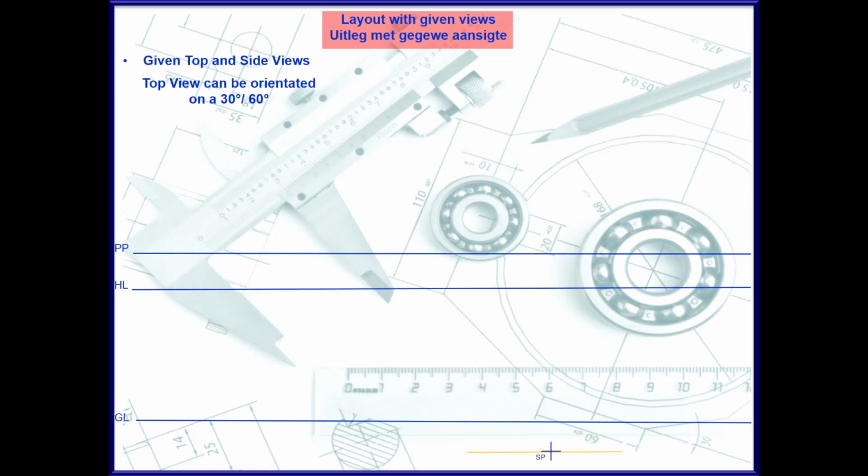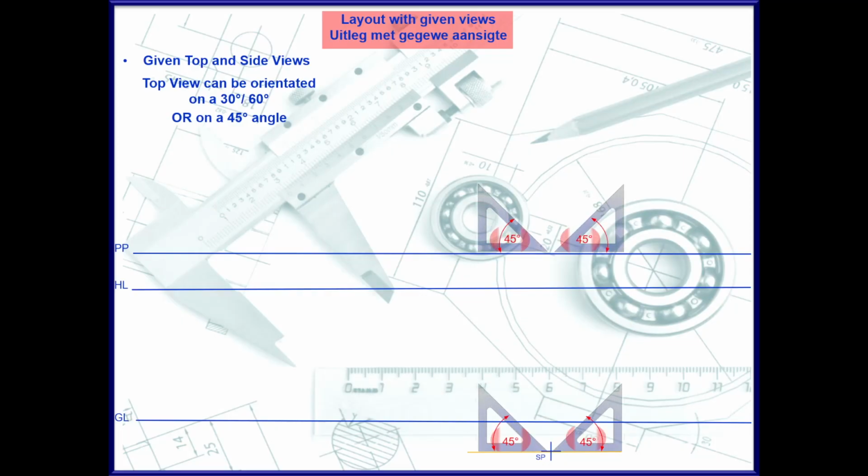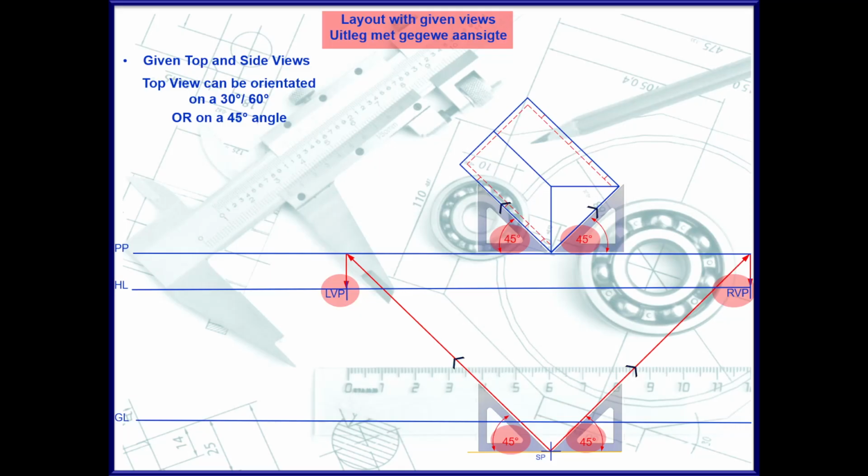It can also be orientated on a 45 degree angle, so I will take my 45 degree set squares and on a 45 degree angle project back towards my picture plane from my station point and 90 degrees down towards the horizon line to give me my left hand and my right hand vanishing points. That will mean that my top view will be orientated on a 45 degree angle and that the sides of my top view will always be parallel to the sides that I projected back towards my picture plane. Just to emphasize again, my left hand and right hand vanishing points will always be located on my horizon line.